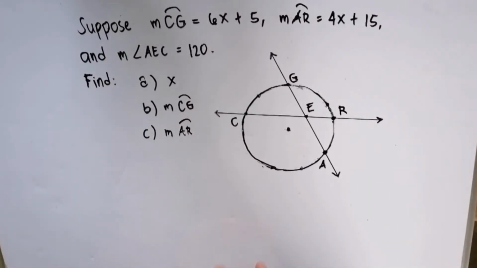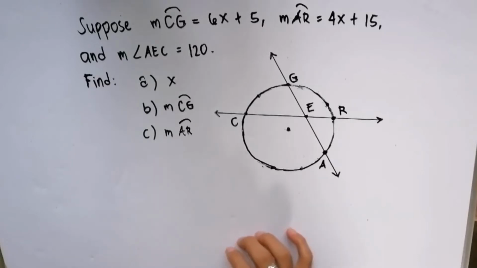Suppose the measure of arc CG equals 6x plus 5, and the measure of arc ER equals 4x plus 15, and the measure of angle AEC is equal to 115. Find x, the measure of arc CG, and the measure of arc ER.